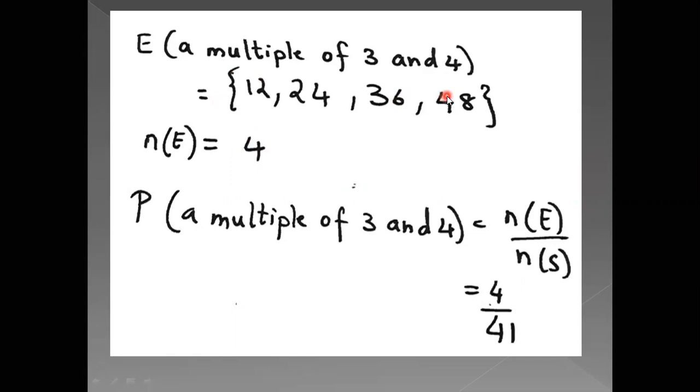So children, whenever the word "and" is there, it means it should be a multiple of 3. Multiple of 3 means it should come in the table of 3 and it should be present in the table of 4 also. So both the conditions should be satisfied if it is "and". So whenever it is "and", please write it down when you're writing so that you'll not get confused when you're doing the other sum.